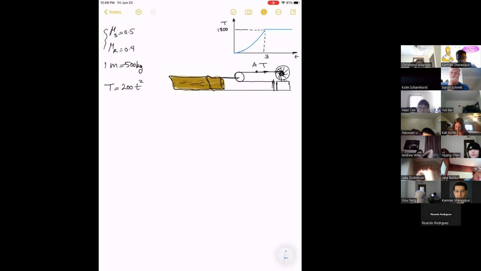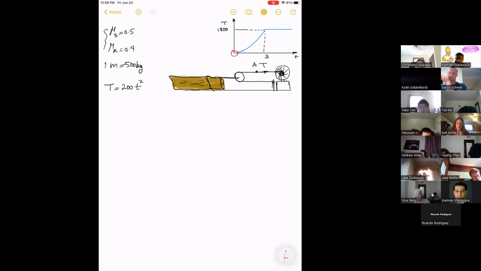Let me ask you this question. When you start from T0, this is your initial point, right? At time 0, when we start this, does the log start moving immediately? And why?